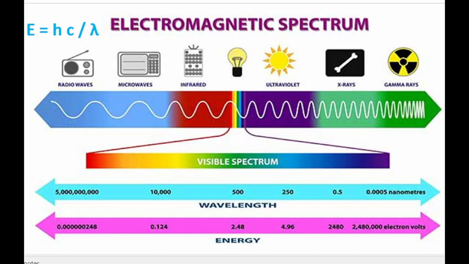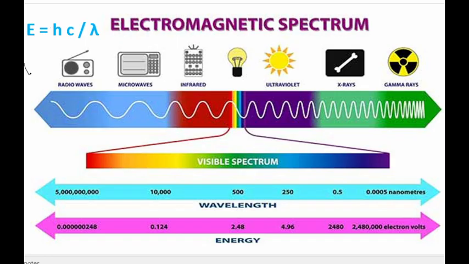Good morning, students. Today we'll learn about the electromagnetic spectrum. As we know, the electromagnetic spectrum has various waves and rays, and they have different energy levels and wavelengths. So now we'll start.